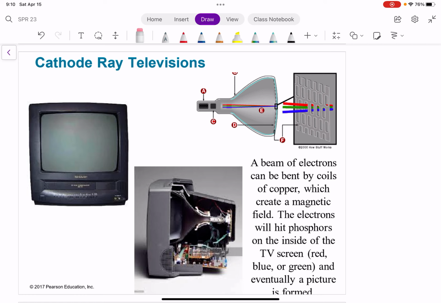What these do is they shoot a beam of electrons that's bent by coils of copper, and that creates a magnetic field. And those electrons hit this phosphor, what is it also called? I wrote it down because I was interested. Phosphorescent screen, that's what I wanted to tell you. So they would hit this phosphorescent screen and display images on the screen. And eventually a picture is formed from these red, blue, and green images on the screen. So really cool. Just a cool side note.